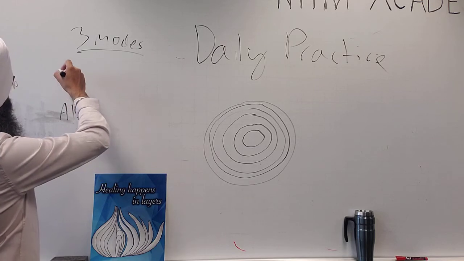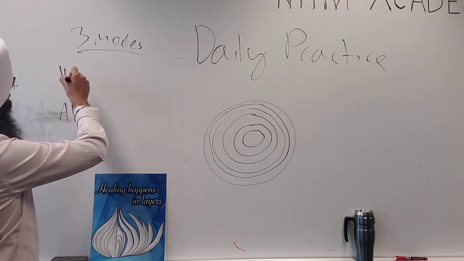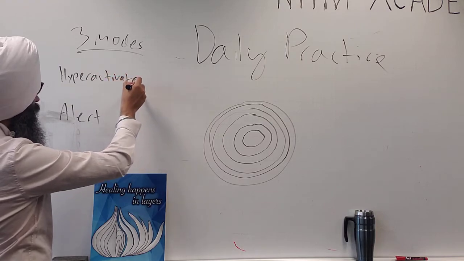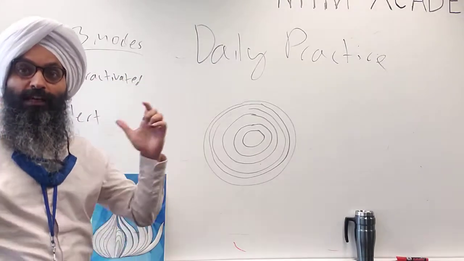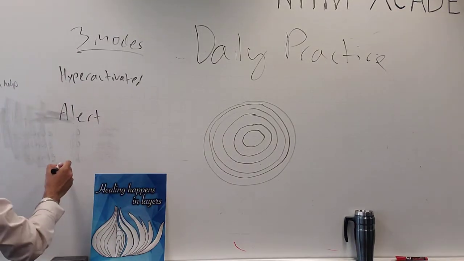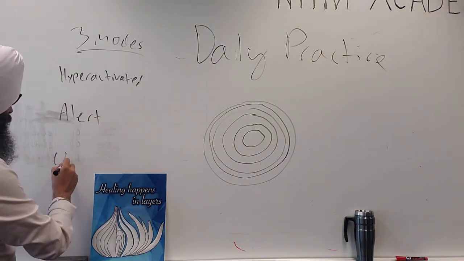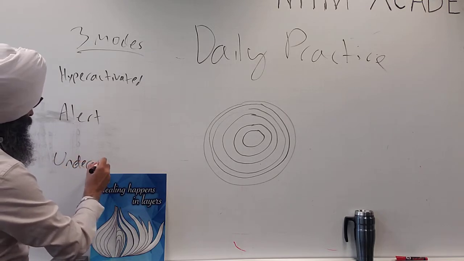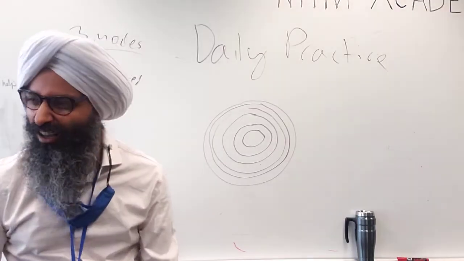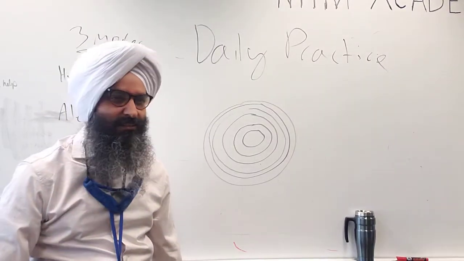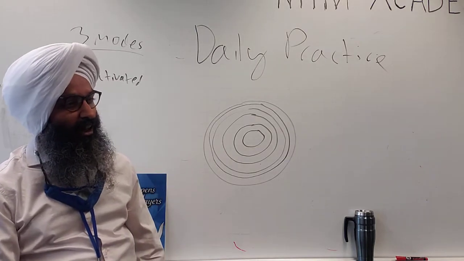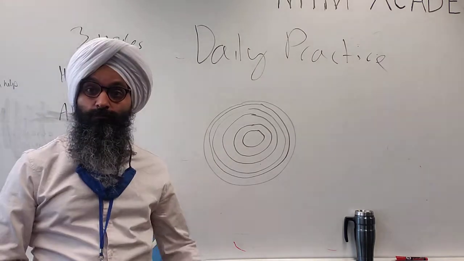They can receive information. They will be hyperactivated. They'll be emotional, upset, really just charged up. Or they will be underactivated. They'll be sleepy, speaking slow, like they're half asleep, like that guy.